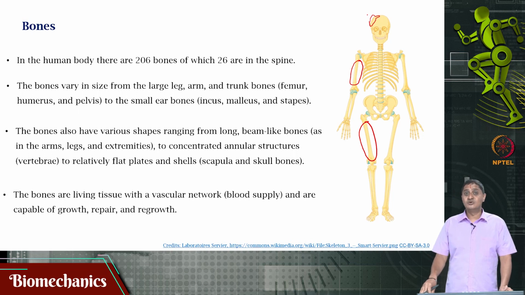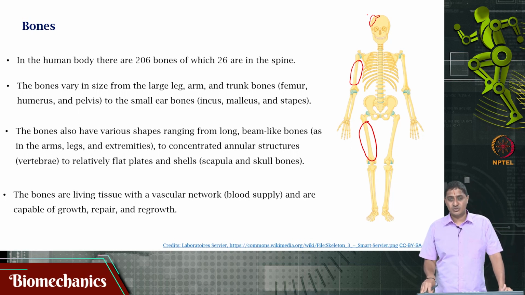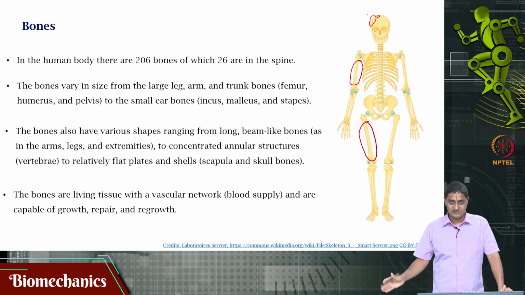For example, someone who is more than 60 years old. Although even in the older adults, there is an ability for the bone to repair and regrow itself, but this ability is compromised, or the rate at which this growth happens is reduced. That starts to happen at about 30-35 years of age, and then it keeps on deteriorating, right.